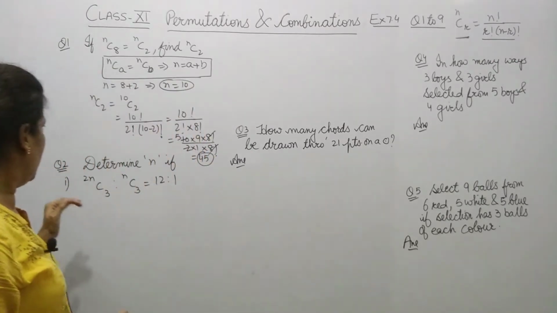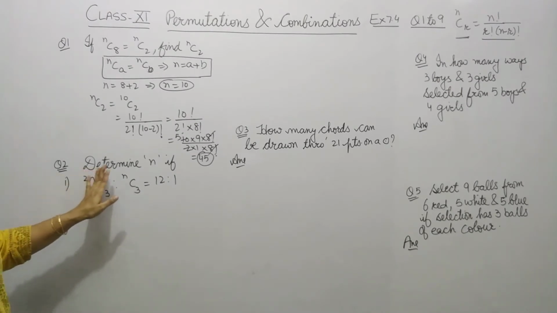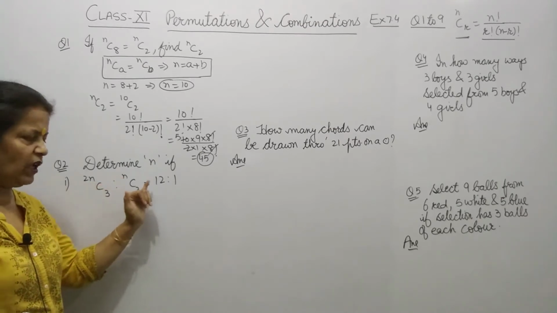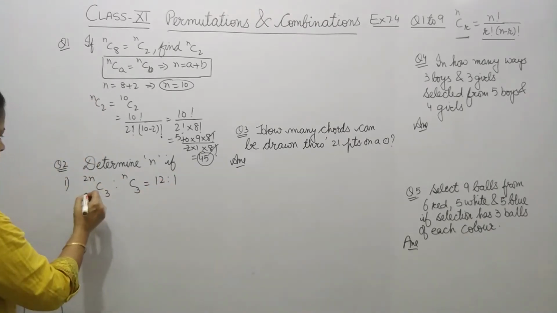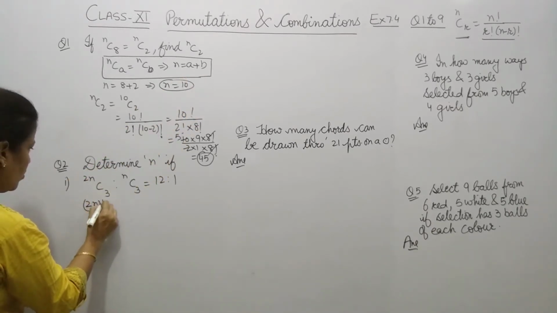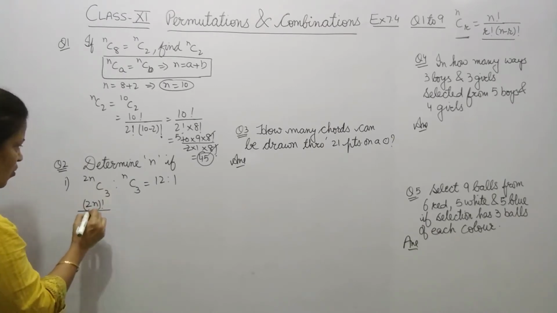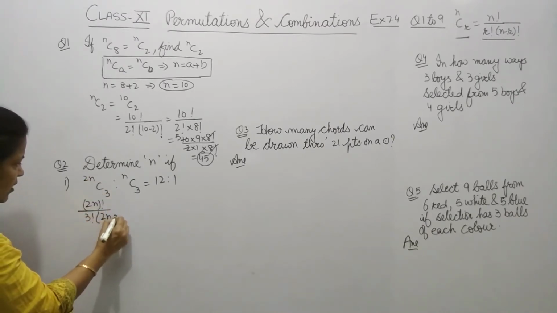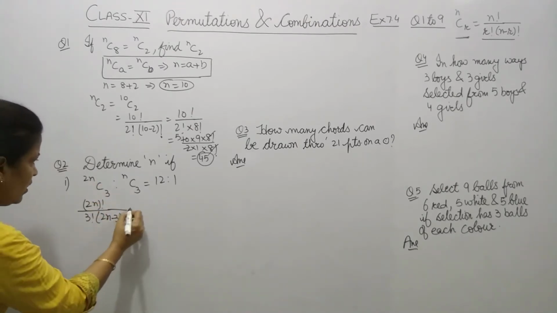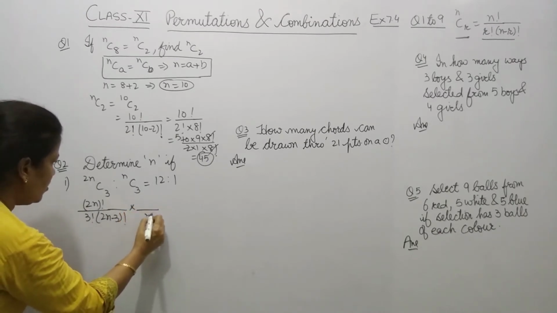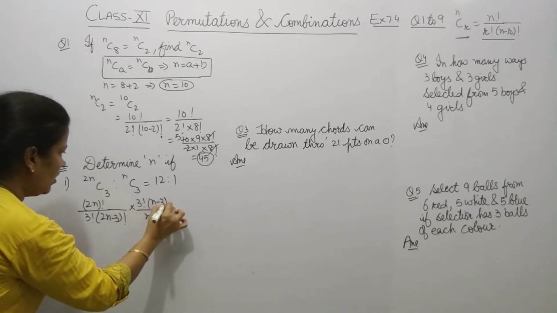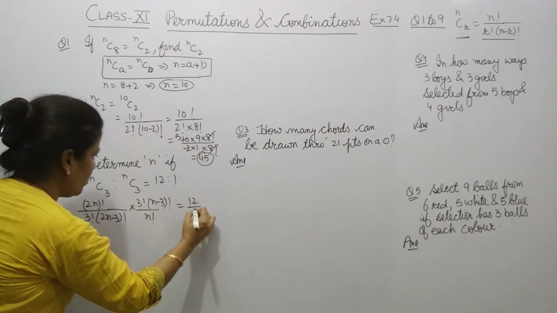Clear? In question 2, determine n if 2nC3 ratio nC3 equal 12 ratio 1. So again we will use the combination formula. This is 2n factorial upon 3 factorial into 2n minus 3 factorial, and upon that, n factorial upon 3 factorial into n minus 3 factorial. This is equal to 12 upon 1.